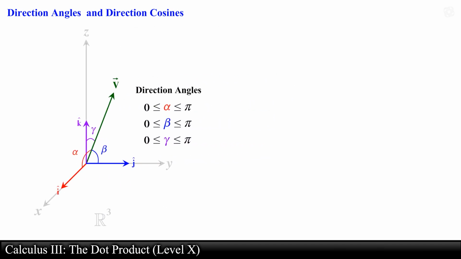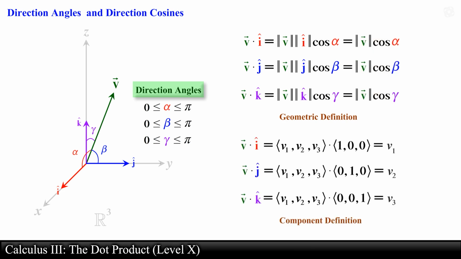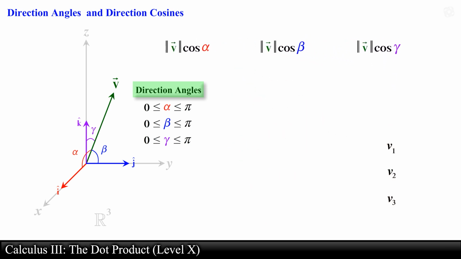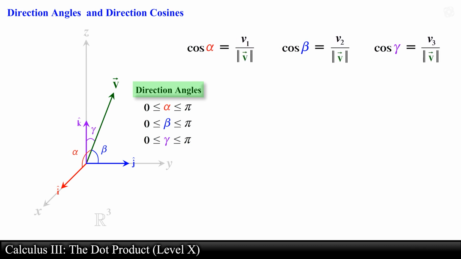To find an expression for the direction angles, we simply take vector v and dot it with i hat, j hat, and k hat. Using the geometric definition of the dot product, we obtain the following expressions. And by using the component definition of the dot product, we obtain the following expressions. Equating the results from the geometric and component definition, we obtain the following. Finally, we solve for cosine of alpha, beta, and gamma in the first, second, and third expression, respectively.